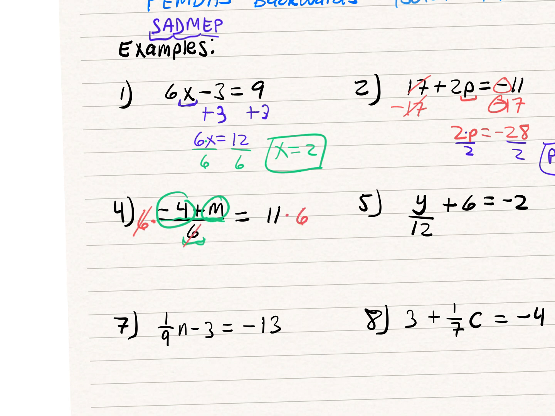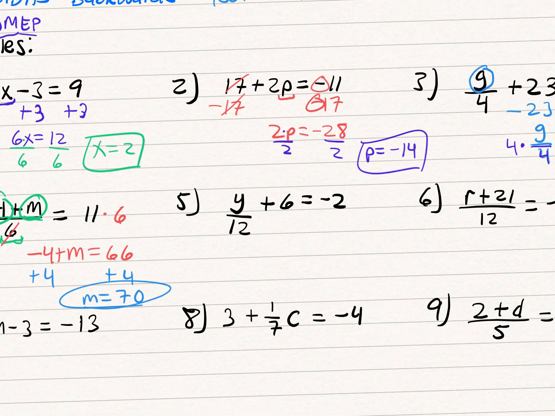And then this 6 and this 6 go away, and then we get negative 4 plus m equals 11 times 6 is 66. All right, and now we can get rid of that negative 4, right? Opposite of negative 4 is plus 4. So then we get m equals 66 plus 4 is 70.